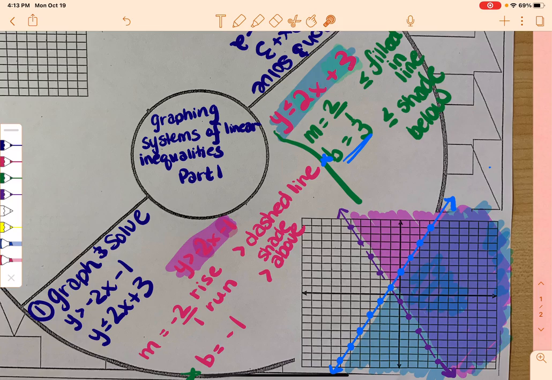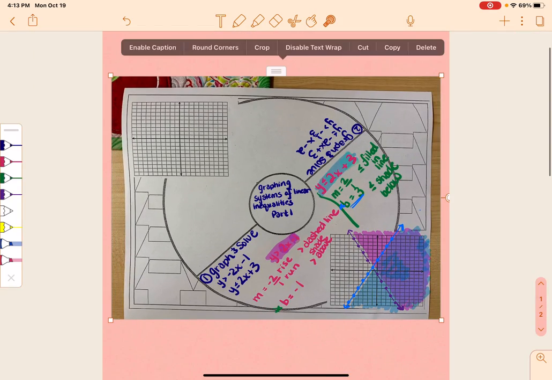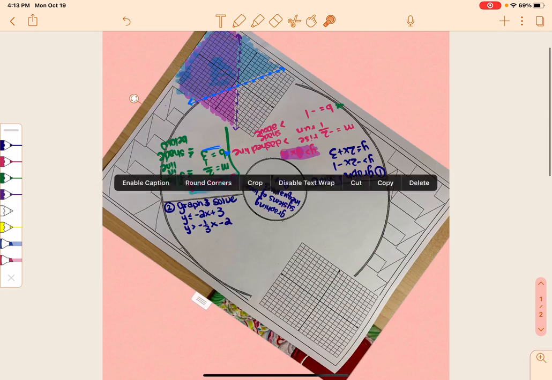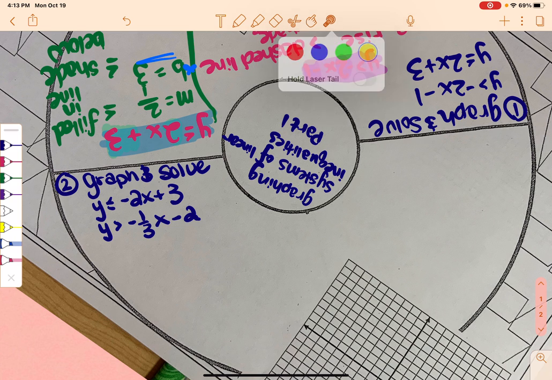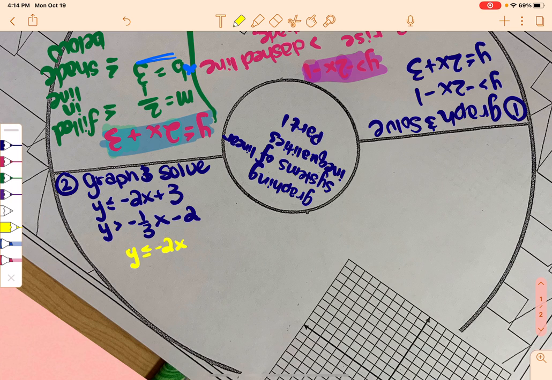Okay, let's try one more for today. Take this, I'm going to flip this over here. Now on this one, I have graph and solve. y is less than or equal to -2x plus 3, and y is greater than -1/3 x minus 2. So I'm going to go through and I'm going to separate these two into kind of 2 piles, just so that when I go to get my 4 pieces, they won't be like on top of each other.